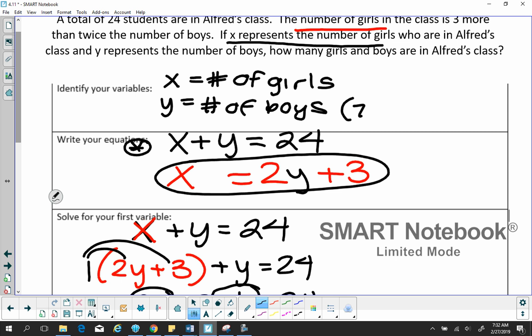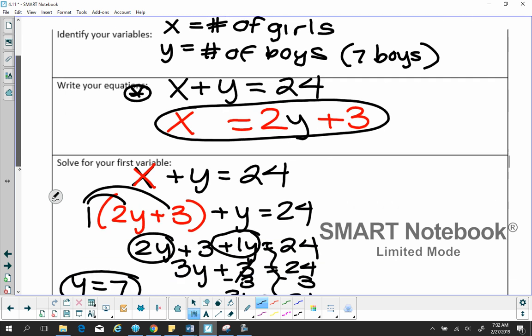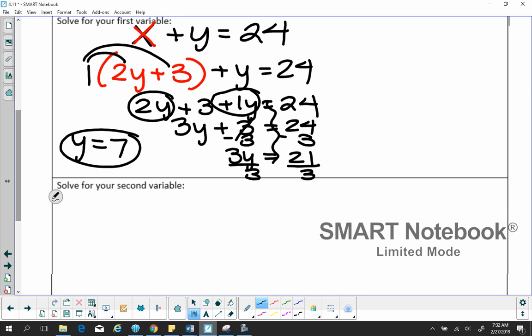7 boys. So you kind of want to keep note of that because mostly the problems will say how many girls or how many boys. So you need to know what you're finding. This one wants us to find both. Solve for our second variable.